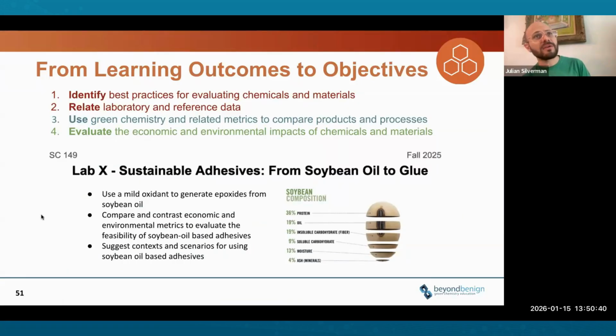One of my favorite verbs to use for learning objectives, which is really challenging for students, is to suggest or propose, right? For them to suggest which one is more green, they need to know a lot of different things. And so it's not just about throwing out random ideas, but really having them coalesce all the things they've done up to that point.